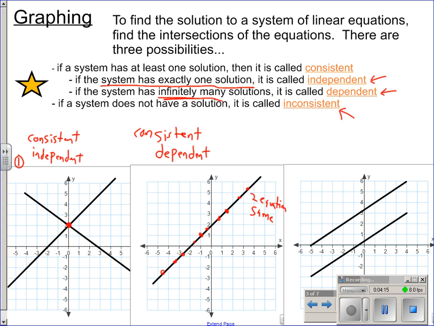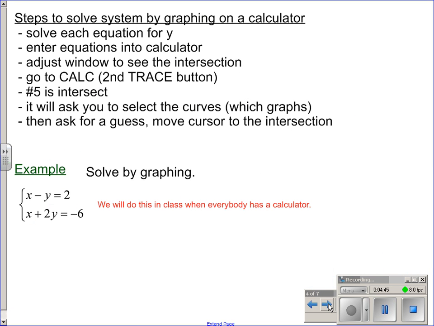And the last terminology, inconsistent. The system does not have a solution. What we're looking at here is parallel lines. Okay, they're not the same line, but they have the same slope. This means there is no intersection point. There are no x and y values that work in both equations. Hence, there's no solution. This one is inconsistent. Okay, that's the idea of what we're looking at for those terms.